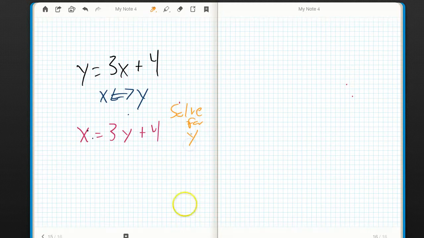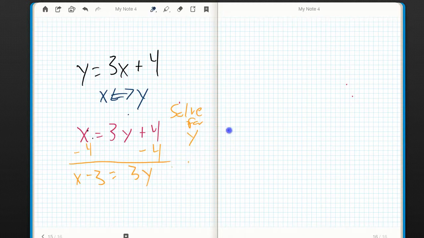So let's solve for y. We want to get y by itself. The first thing you're going to do is get rid of the 4. So it's minus 4, minus 4. So we end up with x minus 4 is equal to 3y.